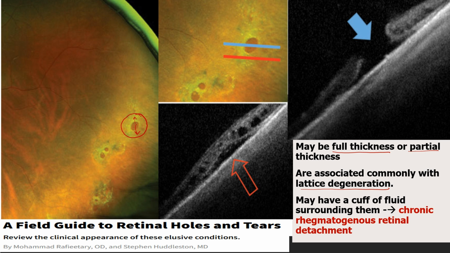Okay, now over here you can see that this is actually an OCT that has been taken at the level of the atrophic retinal hole. So you can see this is the cuff of fluid which is present here, and you can see this hole is actually a full thickness hole, and the ends of this hole are actually lifted because of the presence of this cuff of fluid underneath the hole.